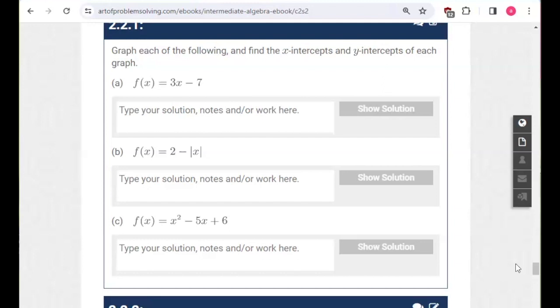We're talking about C, please. f(x) equals x squared minus 5x plus 6. What is this going to look like? Pardon? Say again louder, please. You have to talk louder because it's hard for me to hear otherwise. Oh, sorry. It's going to be a parabola, correct?